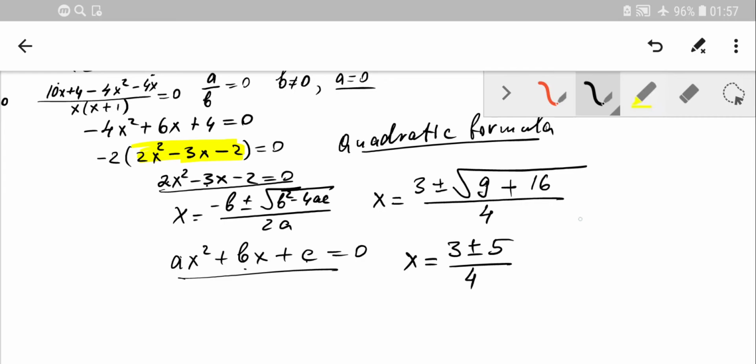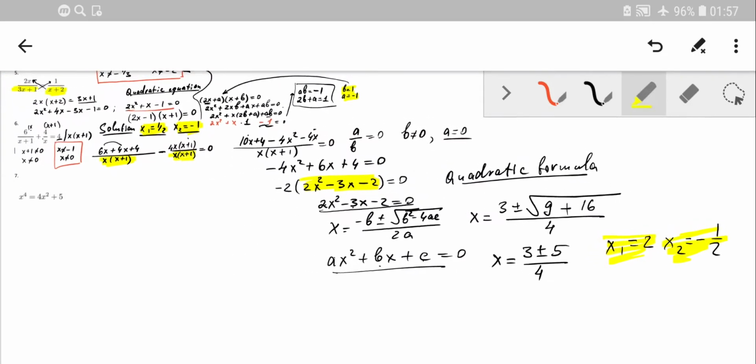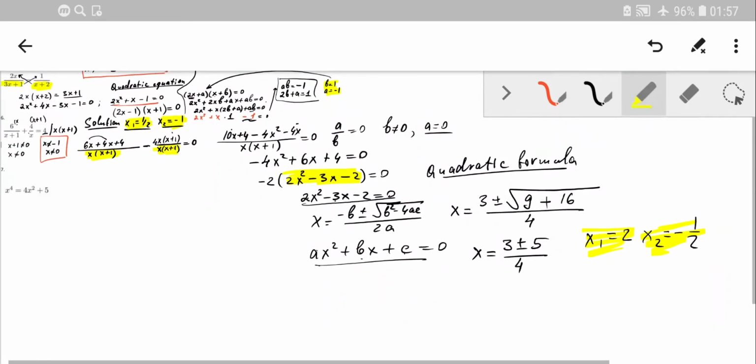So it looks like we have two values: x1 is 3 plus 5, 8 over 4, which is 2, and x2 is 3 minus 5, which is minus 2, and over 4 is minus 1 over 2. So solutions, perfect. Now we're going to compare with what we had before.